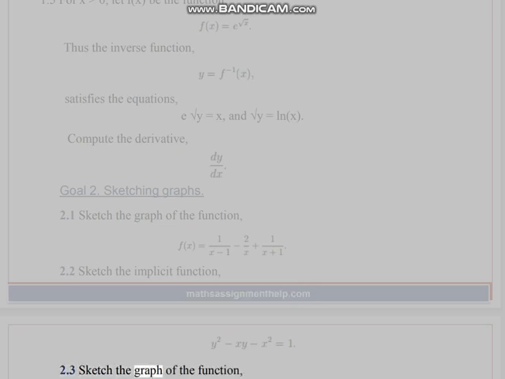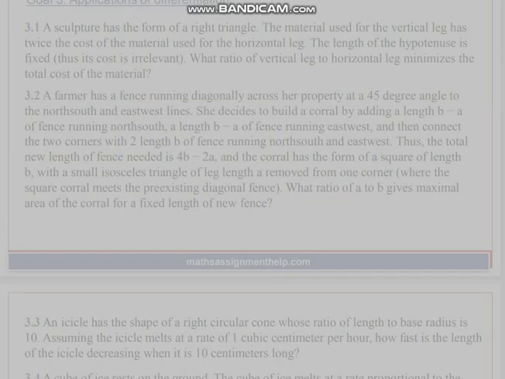2.3 Sketch the graph of the function. Goal 3. Applications of differentiation. 3.1 A sculpture has the form of a right triangle. The material used for the vertical leg has twice the cost of the material used for the horizontal leg. The length of the hypotenuse is fixed, thus its cost is irrelevant. What ratio of vertical leg to horizontal leg minimizes the total cost of the material?